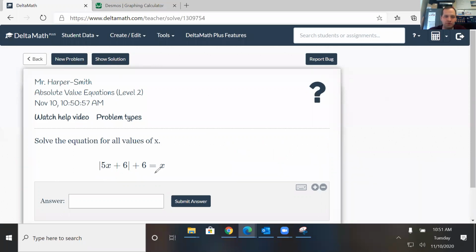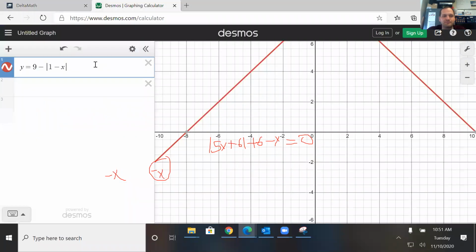I'm going to subtract x from both sides. There's nothing I can really subtract it from, because I can't subtract from inside the absolute value. So here, I'm going to graph the absolute value of 5x plus 6 plus 6 minus x. x minus x is 0, so that's just going to equal 0. So it's the same basic pattern, but now there's an x involved, okay? So let's plug that in.